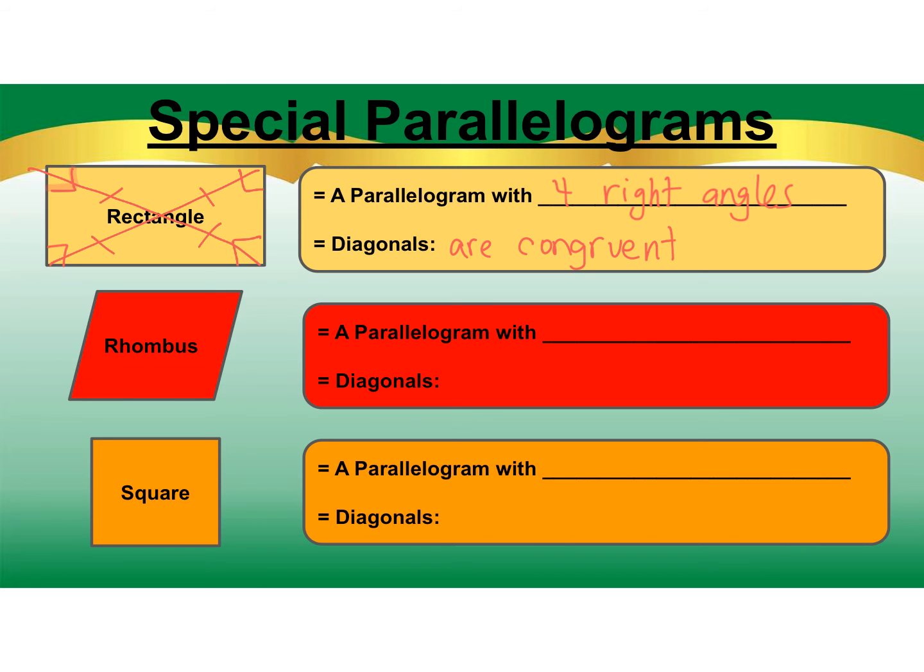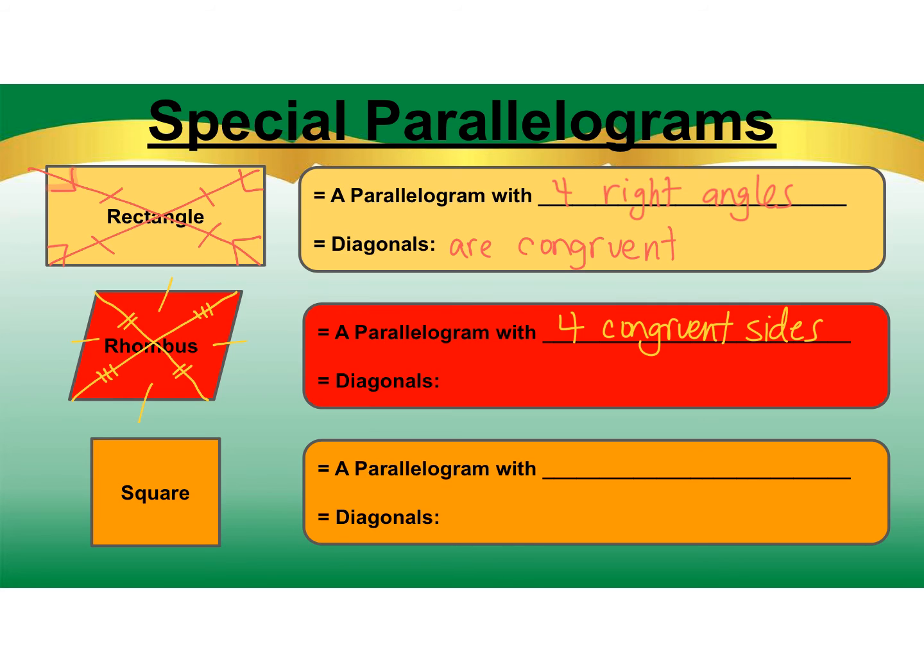If we look at a rhombus, I need to get a different color here. A rhombus is a parallelogram with 4 congruent sides. So while a rectangle is about an angle, the rhombus is about the sides. So I can mark that up. 4 congruent sides. It is still tilted like a parallelogram. Because it's still tilted like a parallelogram, once I draw the diagonals, that's the longer one, that's the shorter one. They still bisect each other. That's my reason from a parallelogram.